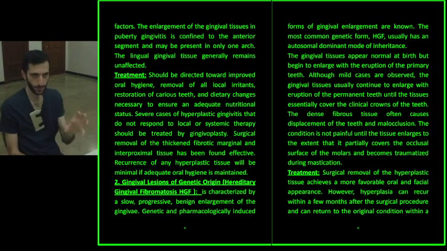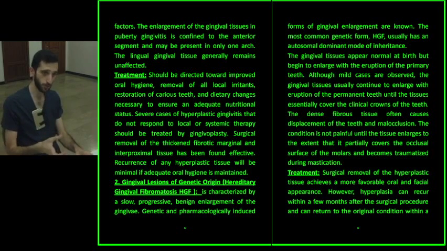In severe cases of pubertal or endocrine system gingival enlargement, in severe cases of hyperplastic gingivitis that do not respond to local or systemic therapy, treatment is by gingivoplasty, surgical removal of the thickened fibrotic margin and interproximal tissue, which has been found effective. Recurrence of any hyperplastic tissue will be minimal if adequate oral hygiene is maintained.